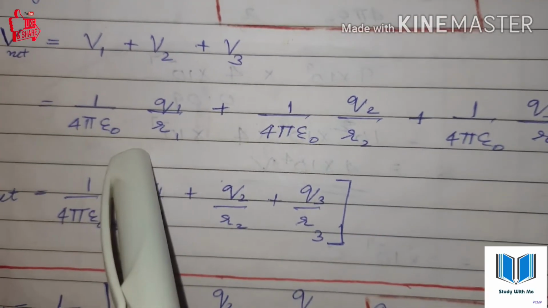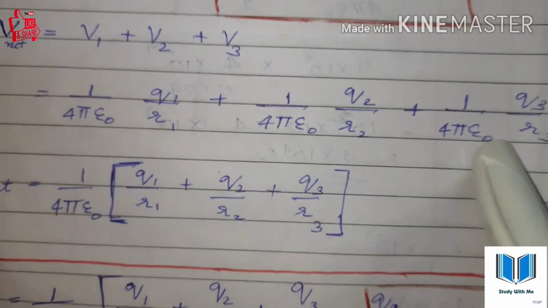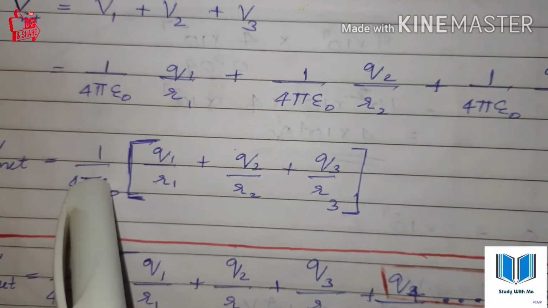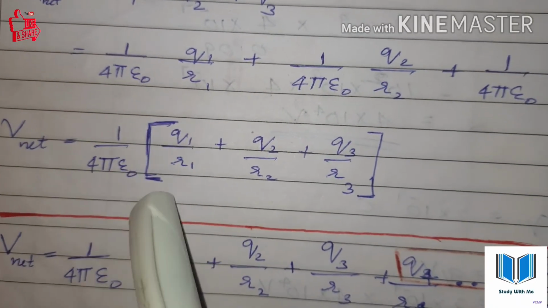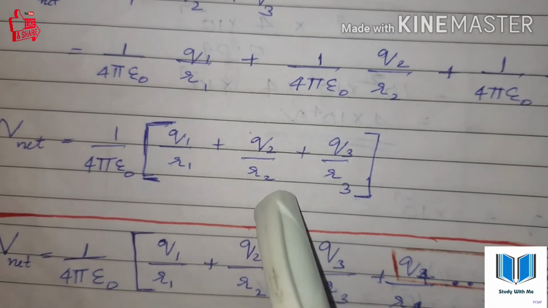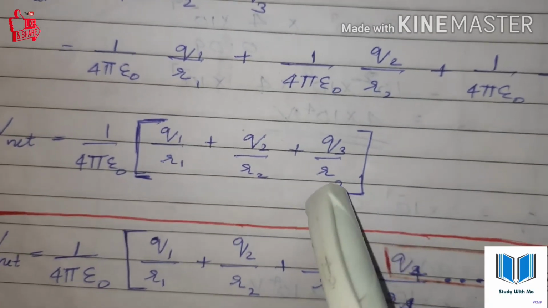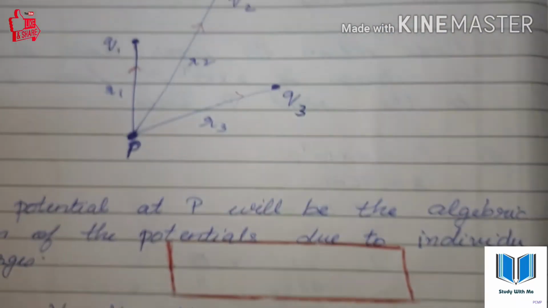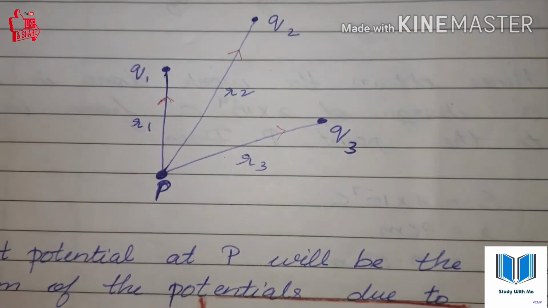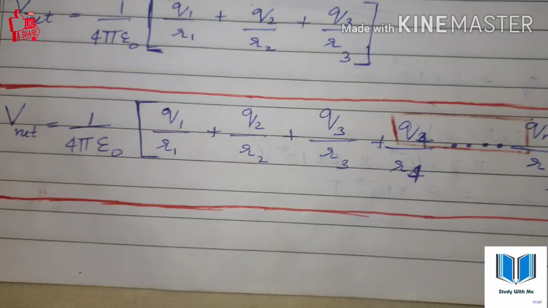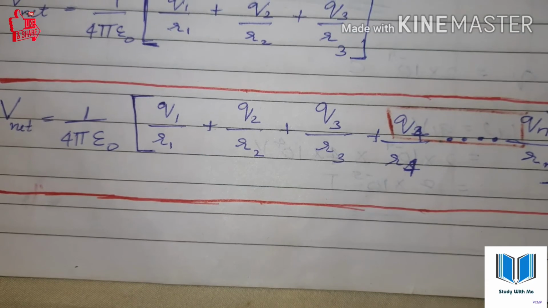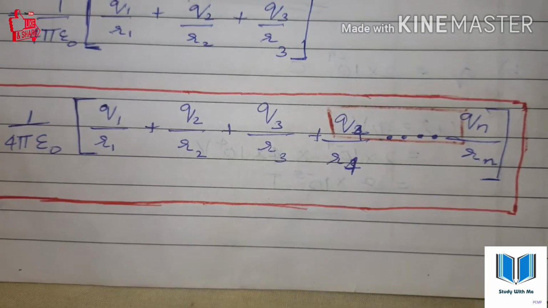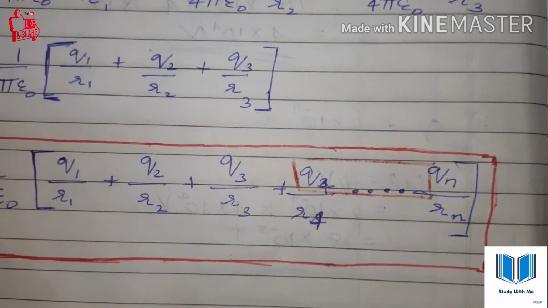Here 1 by 4 pi epsilon naught is common in these three terms, so we can take it outside, and we get this equation: V net equals 1 by 4 pi epsilon naught into Q1 by R1 plus Q2 by R2 plus Q3 by R3. In this derivation we have only three charges. If we have n number of charges, the equation will change like this: V net equals 1 by 4 pi epsilon naught into Q1 by R1 plus Q2 by R2 plus Q3 by R3 plus Q4 by R4, and so on up to Qn by Rn.